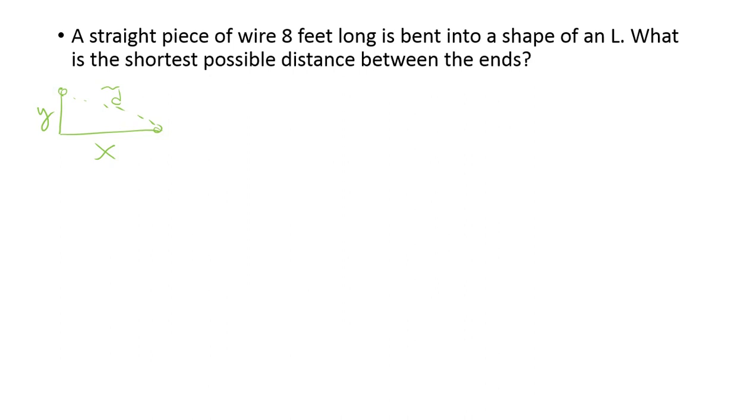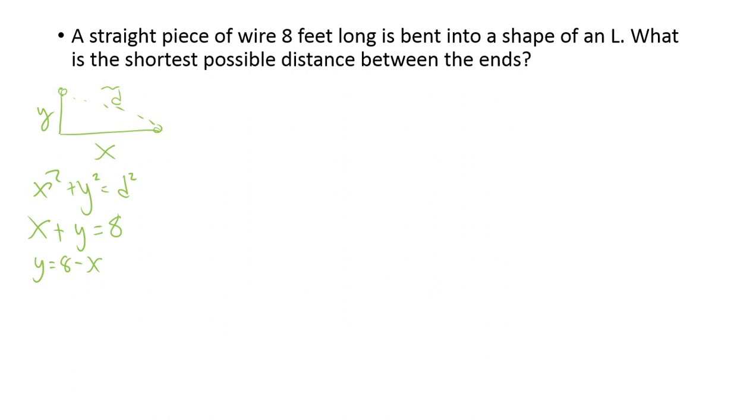Now, to find that distance, obviously, x squared plus y squared equals d squared. Now, what's our constraint? If you add x and y together, they must equal 8. They can't be smaller than that, they can't be larger than that. So we'll solve for y. You could solve for x if you want.